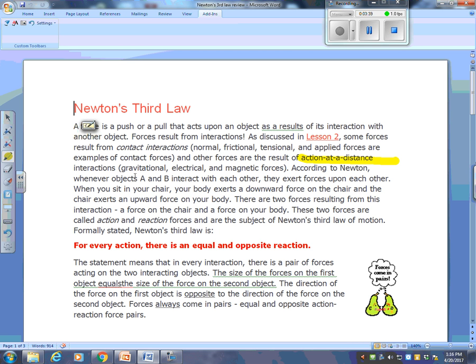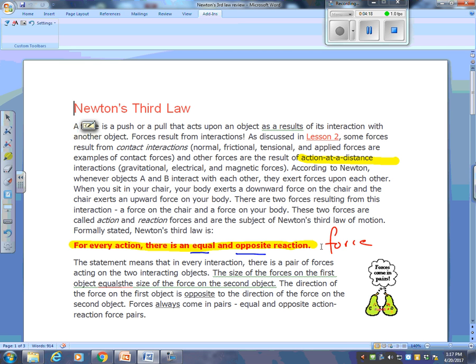When you sit in your chair, your body exerts a downward force on the chair, and the chair exerts an upward force on your body. There are two forces resulting from this interaction, a force on the chair and a force on your body. These two forces are called action and reaction forces and are the subject of Newton's third law of motion. Formally stated, Newton's third law is, for every action there is an equal and opposite reaction, and I'm going to ask that you add the word force. Equal and opposite reaction force. Now, the key words are equal and opposite. It doesn't matter how many times you say it, equal and opposite.